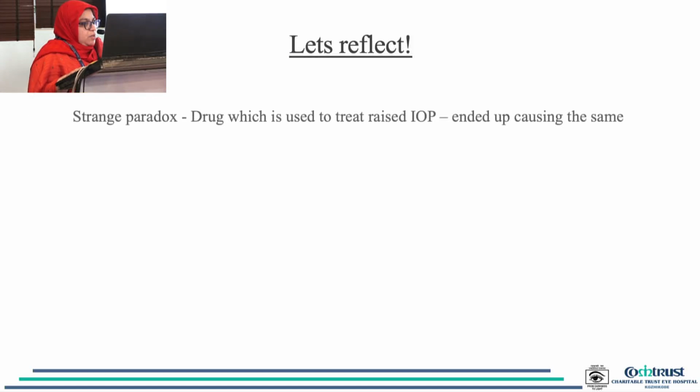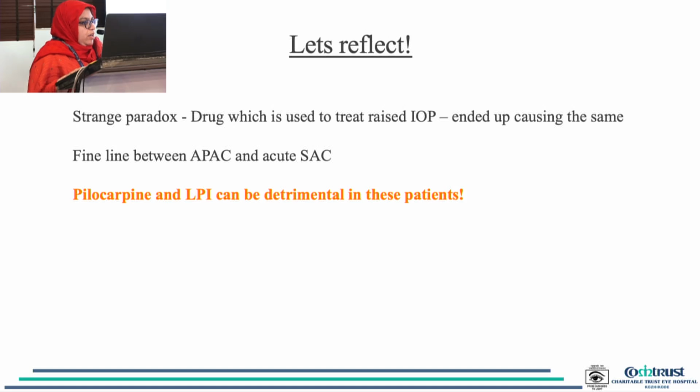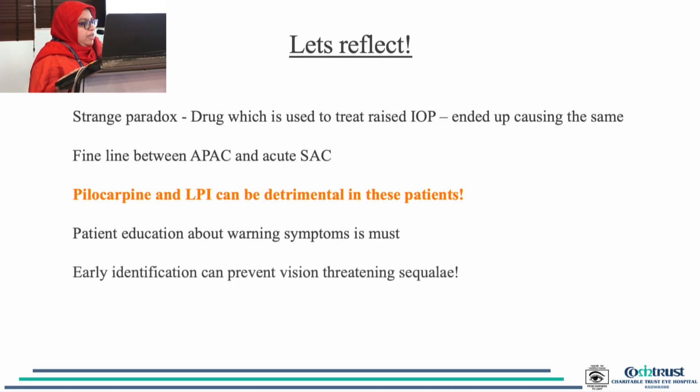So basically the drug which is used to treat IOP caused ciliochoroidal effusion, and there is a fine line between acute primary angle closure and acute secondary angle closure. If we do pilocarpine and LPI, it can be detrimental in these patients. Patients should be educated about the warning symptoms, and early identification can prevent vision-threatening sequelae. Thank you.